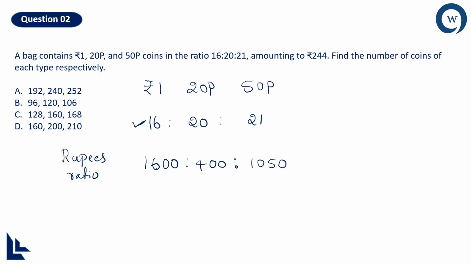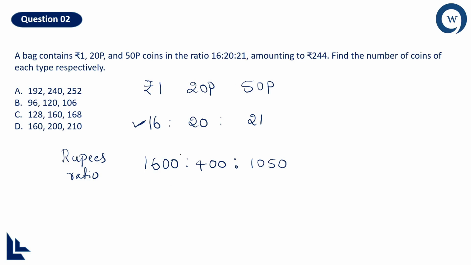See, if I take 16 here, then 20 into 20 will be 400 and 50 into 21 will be 1050. Here I'll have to convert somehow this value into a decimal value, which makes our calculation difficult. For that simplification purpose, I have taken everything in terms of paisa now. So there will be 1600 paisa contributed by 1 rupee coin, 400 paisa contributed by 20 paisa coins, and 1050 paisa contributed by 50 paisa coins.